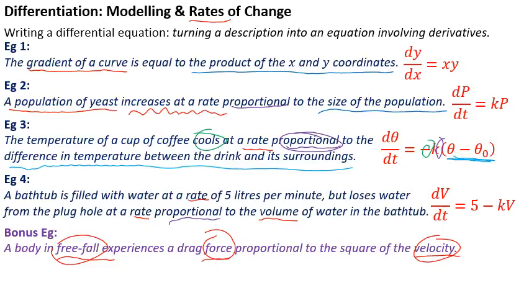So the total volume change in the bathtub will be a combination of the 5 litres that are being inputted every minute and the kV litres that are being lost, because water is being lost through the plug hole at a rate proportional to V, the volume. That's a minus because it's being lost, and the kV is because it's a rate proportional to the volume, not necessarily equal to the volume. So we don't know the value of k.